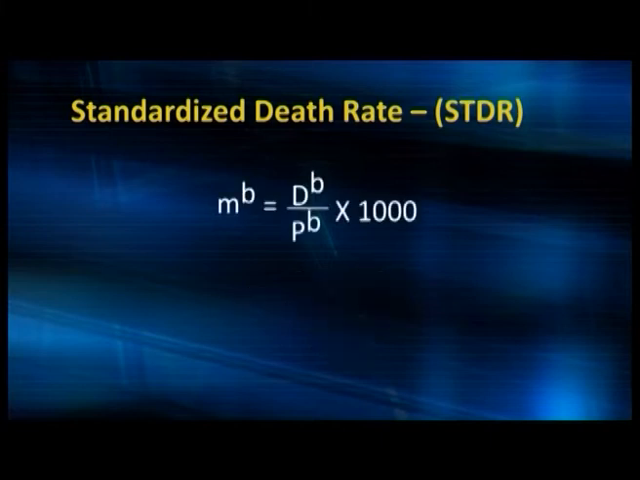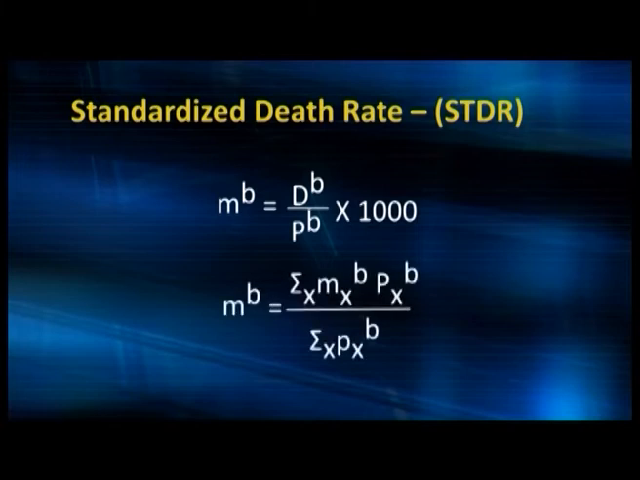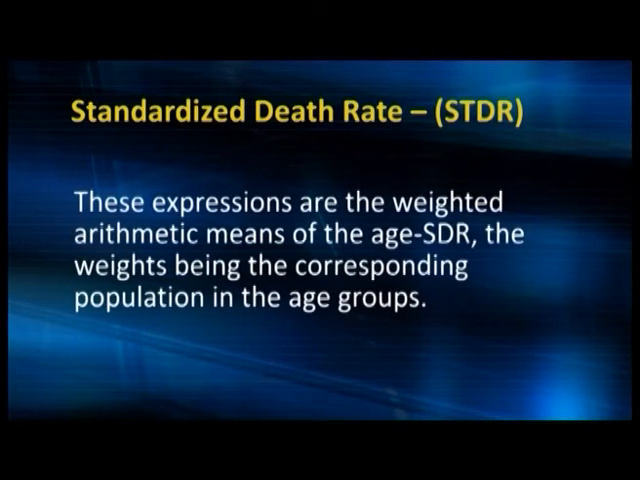Similarly, age-specific male death rate for region B is calculated by age-specific deaths for region B divided by age-specific population for region B into 1000. These expressions are the weighted arithmetic means of the age-specific death rates, the weights being the corresponding population in the age groups.